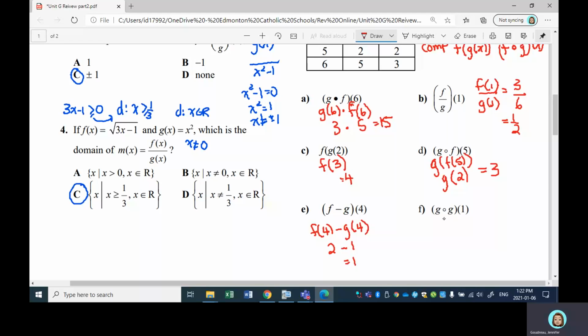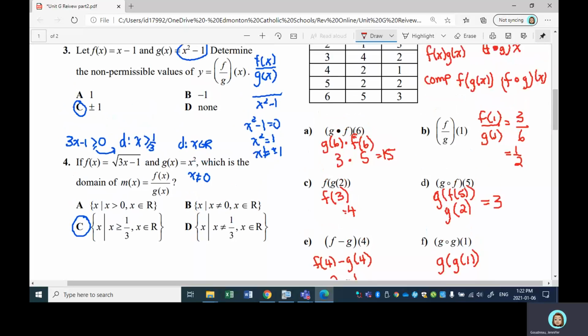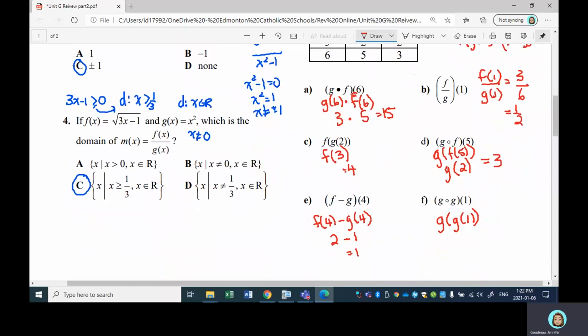And then this is kind of weird, a composite of itself, g at g at 1. Again, open dot is not multiplication, it's composite. That means the 1 is going to operate on the g, we're going to get an answer, and then that answer is going to operate on the outer g. So g at 1 from the table is 6. So g at g at 1 is g at 6. And then g at 6, we can see from the table, is equal to 3. So there's our first interaction with a composite function.